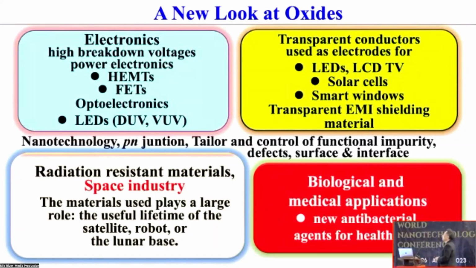In this talk, I'd like to propose a new look at oxides. First is electronics, second is transparent conductors, and the third is radiation-resistant materials for the space industry in the foreseeable future. And the last is biological and medical applications. Today, in the time of interest, I'd like to focus on the electronics, transparent conductors, and the biological and medical applications.